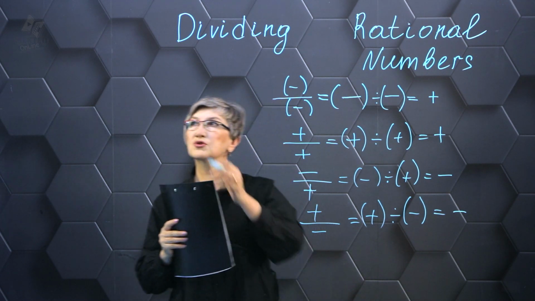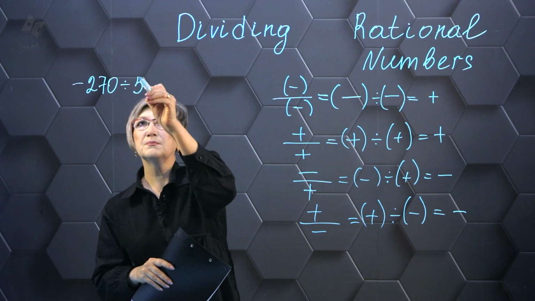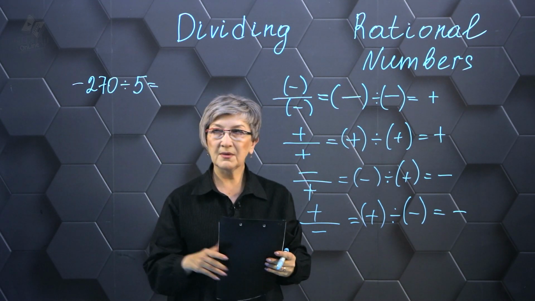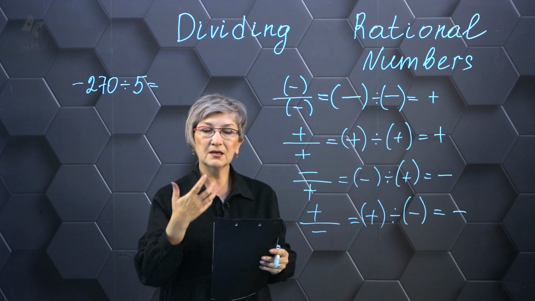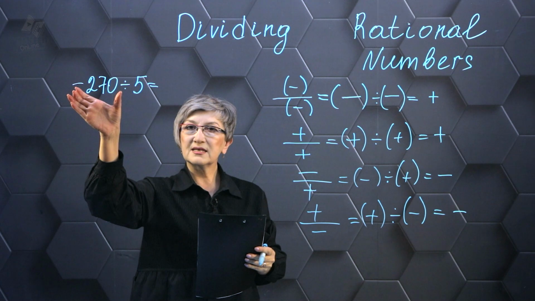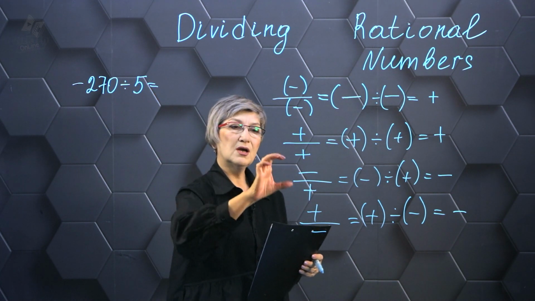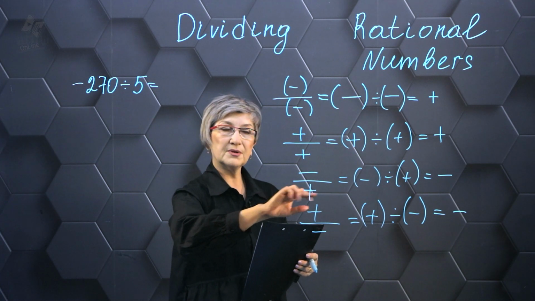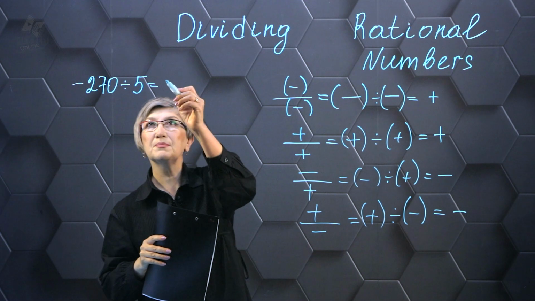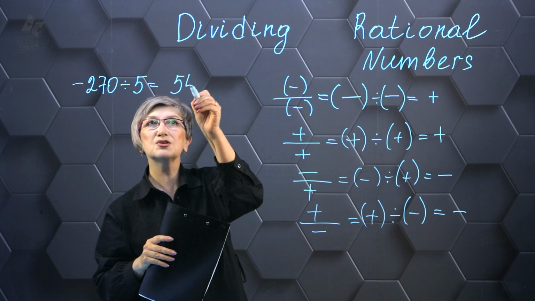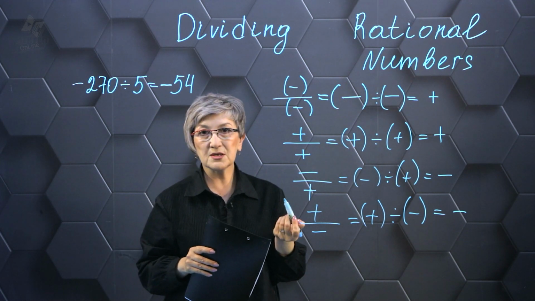We need to divide the number minus 270 by 5. Pay attention to the signs of these numbers. What numbers are we dividing? We divide a negative number by a positive number. According to our rule, I divide a negative number by a positive number. The result is a negative number. 270 divided by 5 is the number 54. The result is negative, so the answer is minus 54.